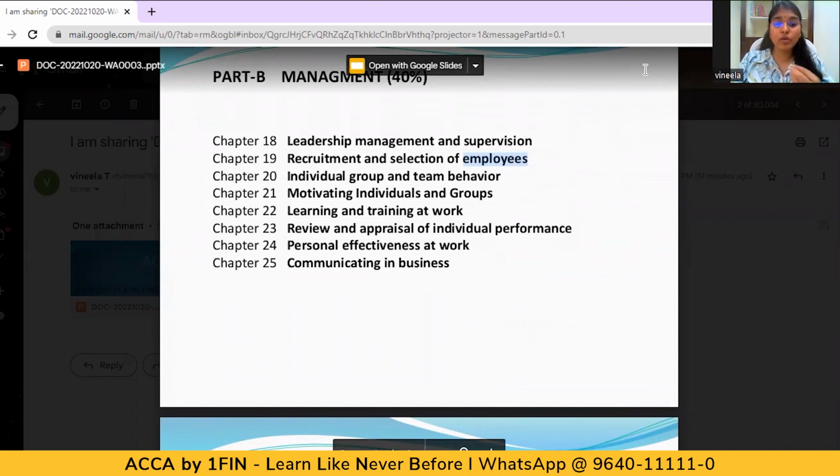how learning and training goes on at the workplace, how you review the work of an individual and appraise their performance and the effectiveness of personnel at the workplace, and how you communicate in a business. These are topics related completely to management, and this wholly covers 40% of your syllabus. This is the most important part where maximum questions will come from. I don't say that Part A is not important, but from Part B, some questions will be a bit tricky.